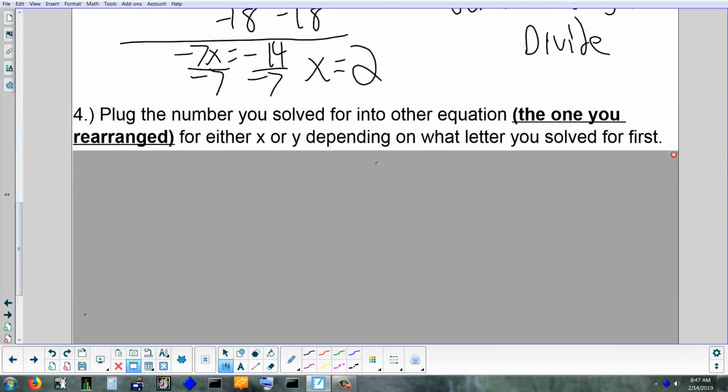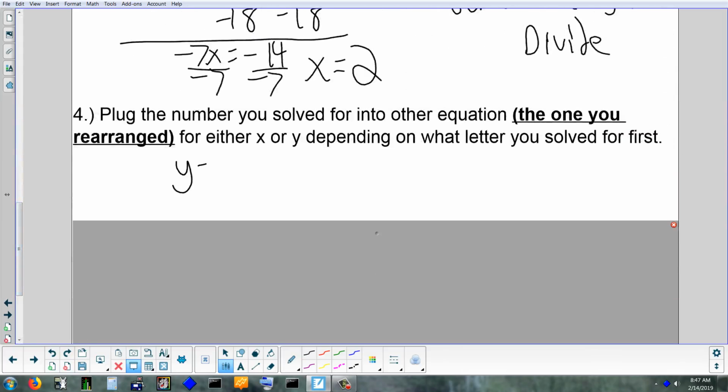So I'm going to go back down here. Y equals 6 minus 3x. And when you get your answer, you always want to plug that number back into the equation that already has a variable isolated. Then you won't have to move anything around. Alright? So, Donovan, what number am I going to be plugging in for what letter? 2 for what letter? X.